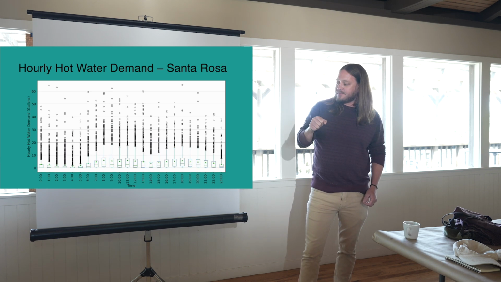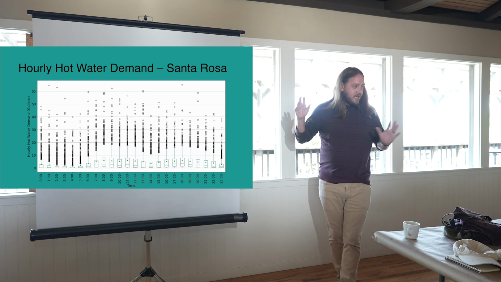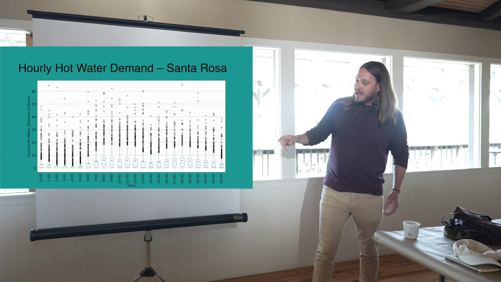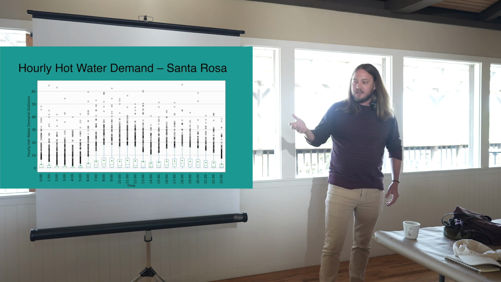If you go to the next one, this is Santa Rosa, a much smaller system. Any one person's decision to take a bath or shower at 2 p.m. or whatever, there's a lot more chaos in the data. So the optimization problem is a lot more challenging, right?